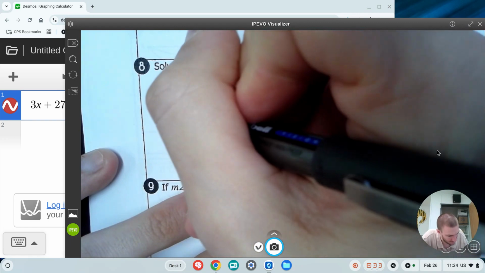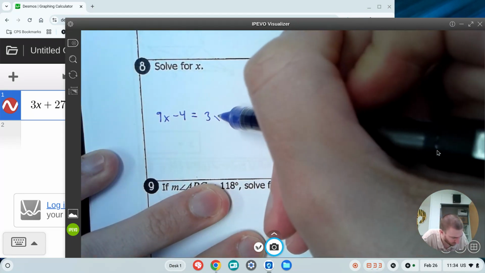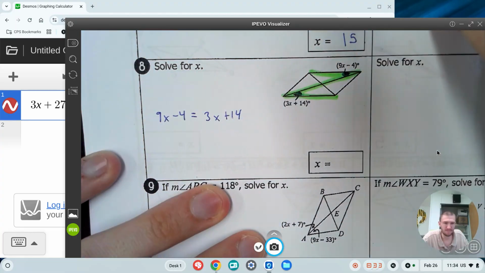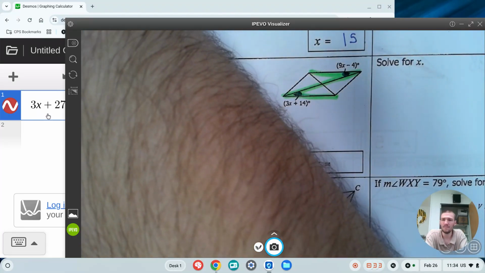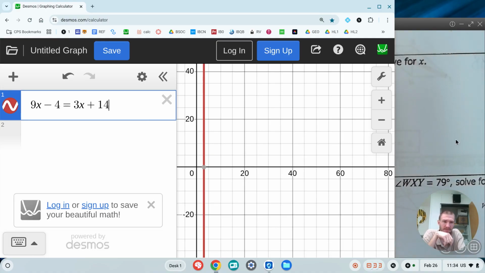We should have 9x minus 4 is equal to 3x plus 14. And it looks like a small number of 3.